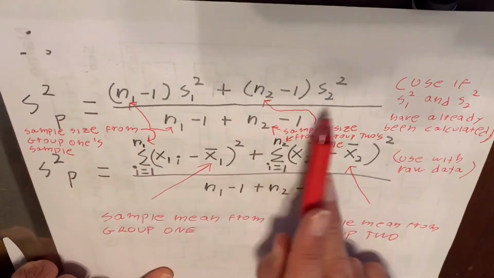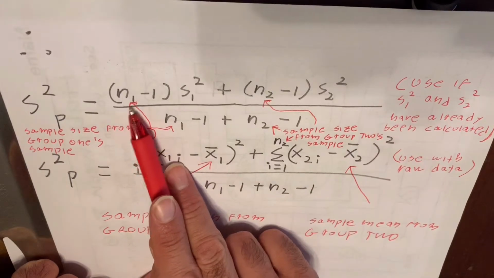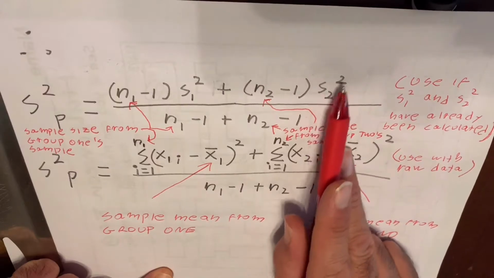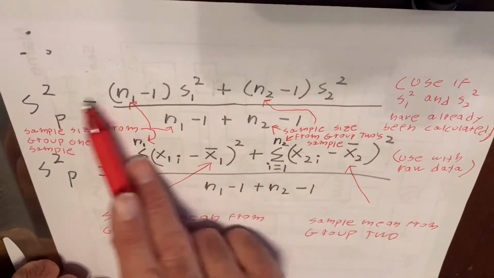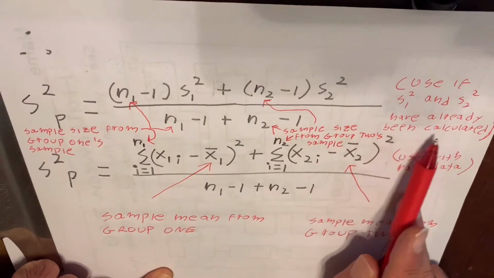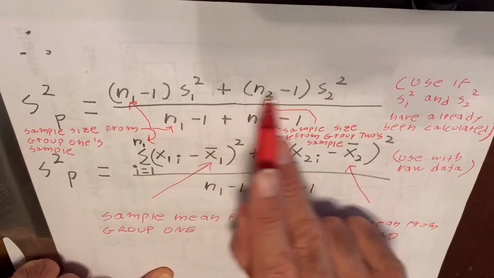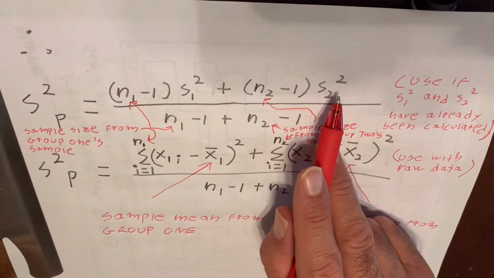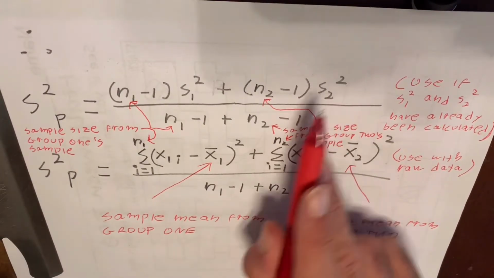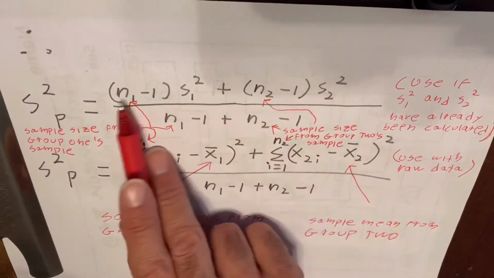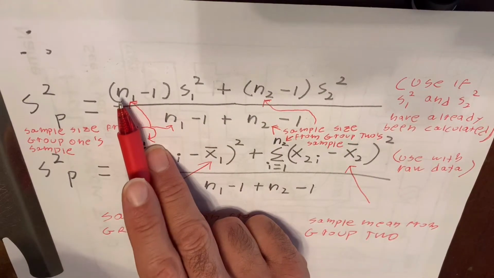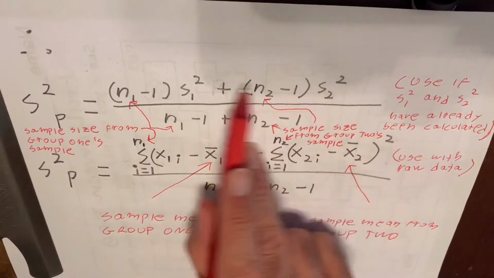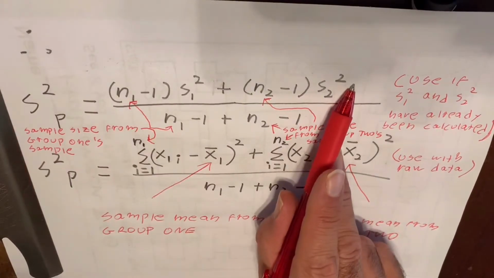So here, this first expression, (n sub 1 minus 1) times s sub 1 squared plus (n sub 2 minus 1) times s sub 2 squared, this is how you get the sum of squares if the sample variances have already been calculated for you. Most likely on a final exam, unless you want your students to spend hours and hours with raw data, you will give your students already calculated sample variances, and they'll have to use this for the numerator.